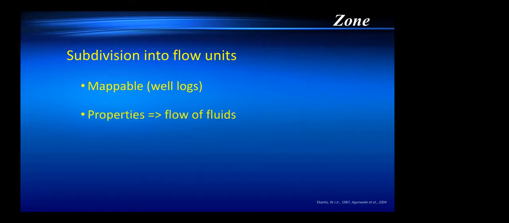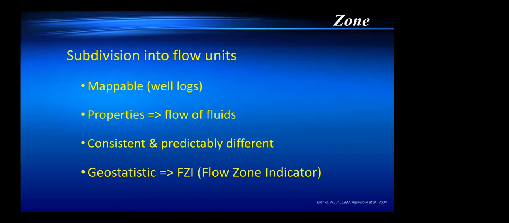So the subdivision of a reservoir into flow units provides a practical means for reservoir zonation that makes use of both geological and petrophysical data representing heterogeneity observed at several scales. Thus, a flow unit is defined as a mappable portion of the reservoir within which geological and petrophysical properties that affect the flow of fluids are consistent and predictably different from the properties of other rock volumes. And we use geostatistics to distribute the properties in 3D models, such as FCI.